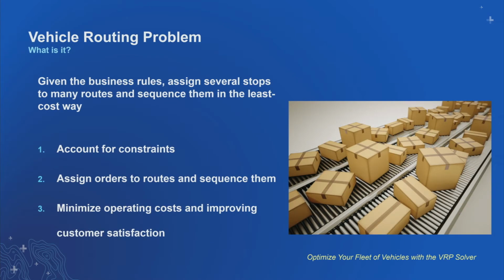So what is the vehicle routing problem? There's a lot of businesses out there that send a fleet of vehicles into the world to try and service a set of customers. And each of these companies have their own unique business constraints that need to be followed, and the customers that they're serving also have their own requirements. So the vehicle routing problem tries to account for all of these different constraints so that it can assign orders to routes and then sequence them in such a way that it minimizes the total operating costs and improves customer satisfaction.